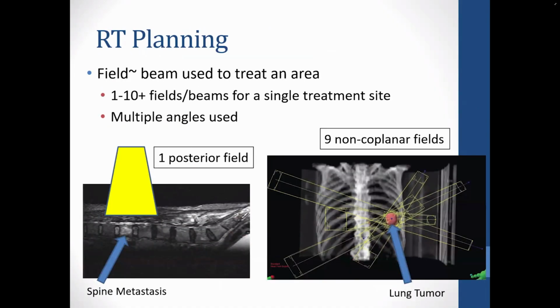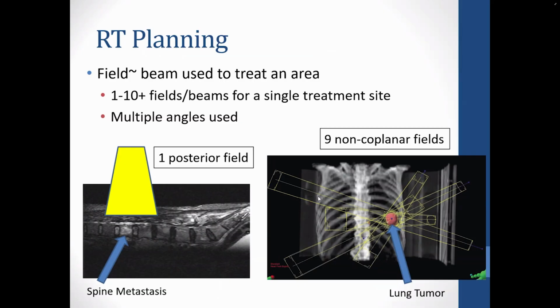Radiation treatment planning can involve multiple fields or beams to treat a specific area. In the most simple treatment, we can use one beam. This is an example of a spine metastasis with the patient lying prone on their belly, and we have one field coming in posteriorly to treat that bone metastasis. This is about as simple as radiation planning can get.